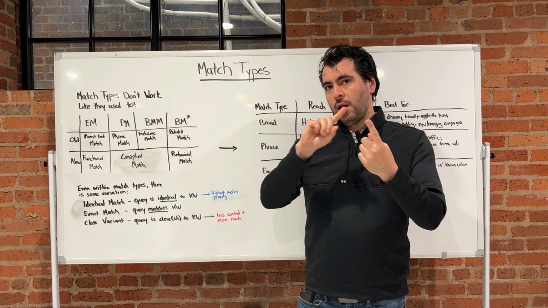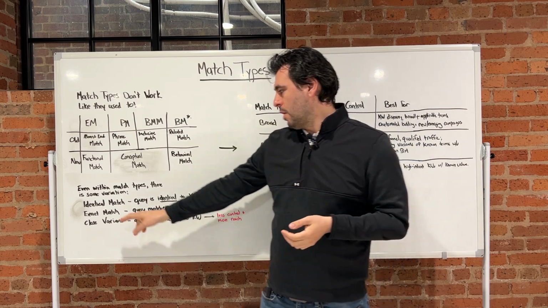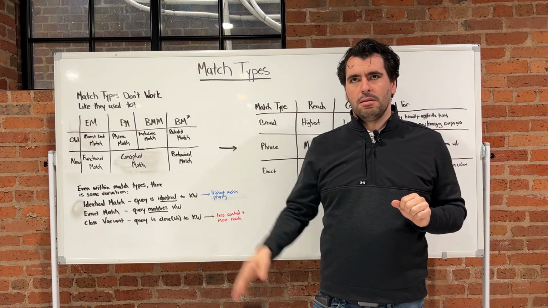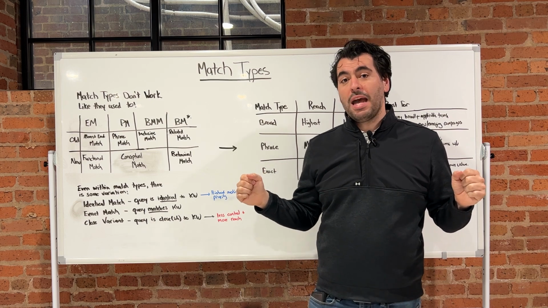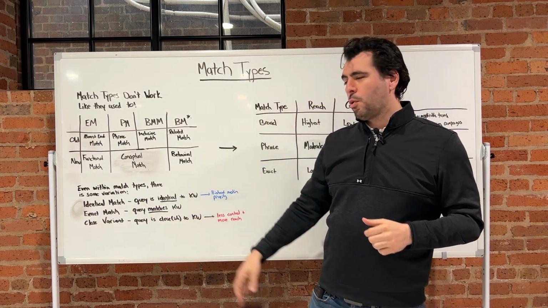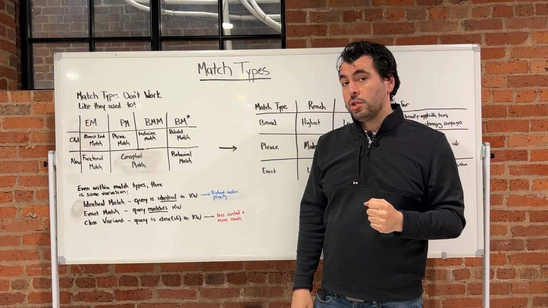Identicals do not include plurals. They don't include misspellings. It is identical. Then you have your exact match, which basically the query matches men's hats, men's hat. Those are an exact match. And then you have close variants. So this is, the query is basically close-ish to the keyword searched.